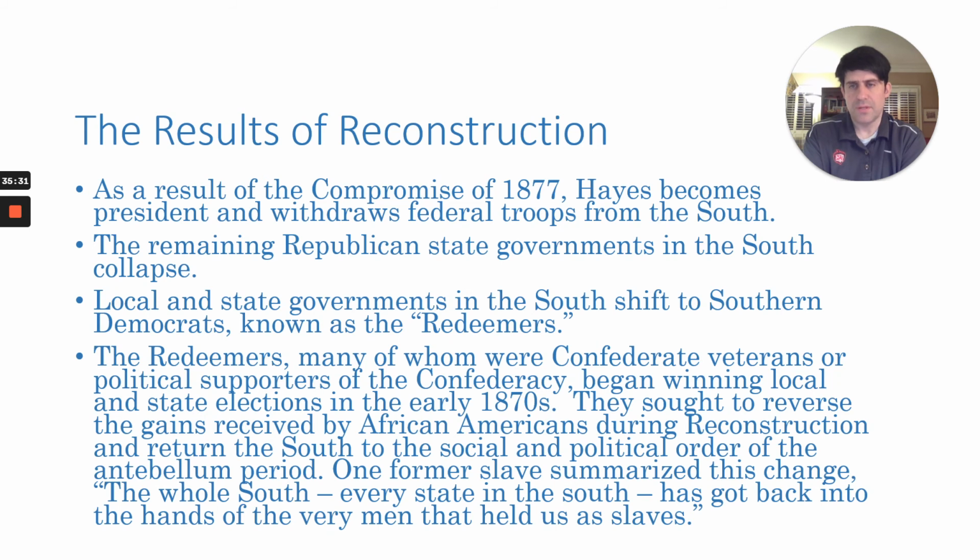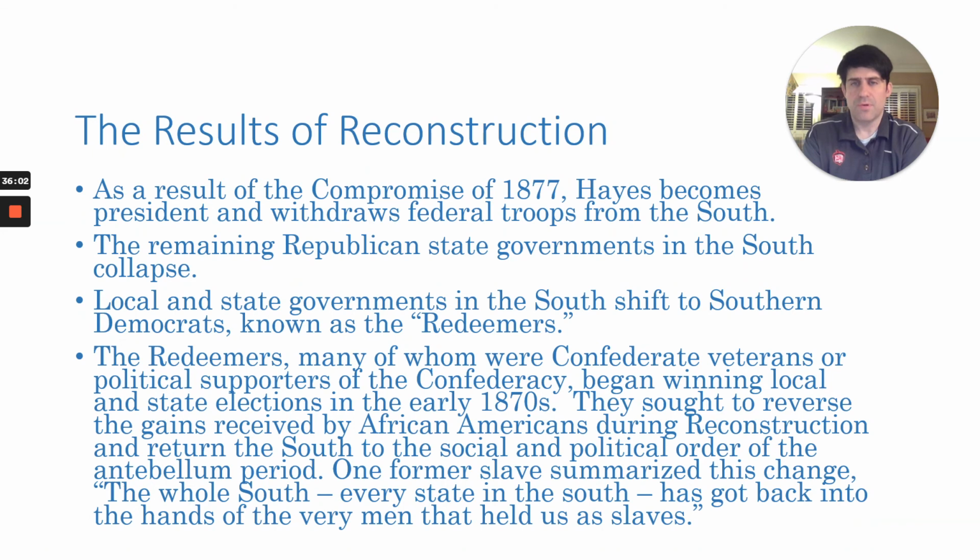And what do these men want? They want the same thing that the vigilante groups, the KKK and the White League and the Night Riders that I mentioned earlier in today's lecture wanted. They wanted to reverse gains made by African Americans as a result of Reconstruction Acts and enforcement acts. They wanted to return the South to the social and political order of the antebellum period.